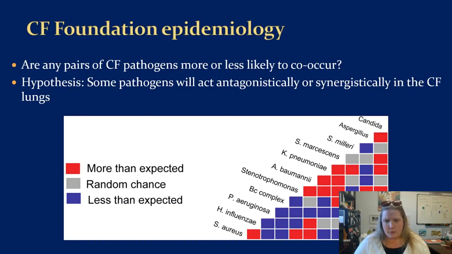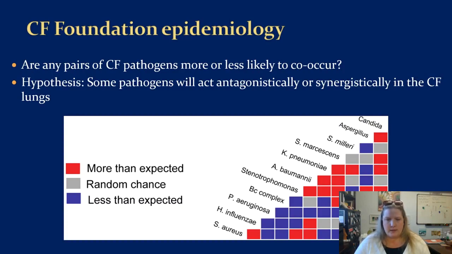What I want to point out down here at the bottom is Stenotrophomonas, the Burkholderia cepacia complex, aeruginosa, influenza, and aureus. These are 5 of the big 6. I didn't request Achromobacter data. I don't know why. Maybe it wasn't on their spreadsheet at the time.